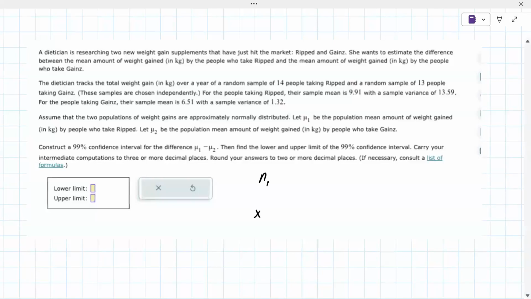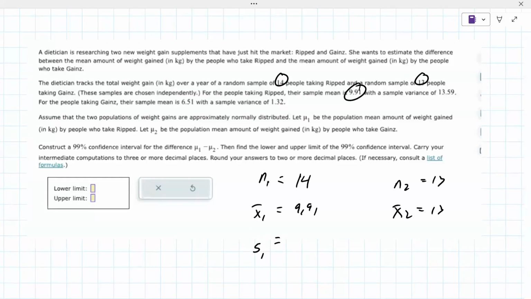All right. So the issue last time was that I wrote down everything correct, but I didn't use the correct values in the formula. So try to do better here. So we have N1 is 14 people, N2 is 13 people, X bar 1 is 9.91, X bar 2 is 13.59. Oh, sorry, variance. That's the difference here. It's giving you the variance, not the standard deviation. And then that's 6.51. S2 is 1.32. Okay.